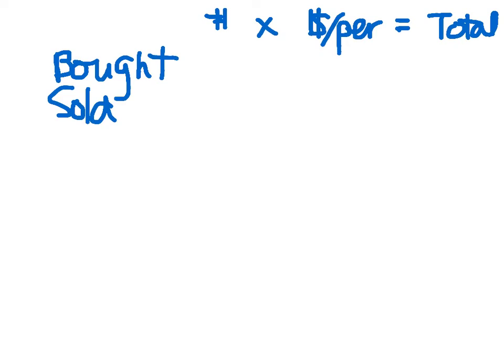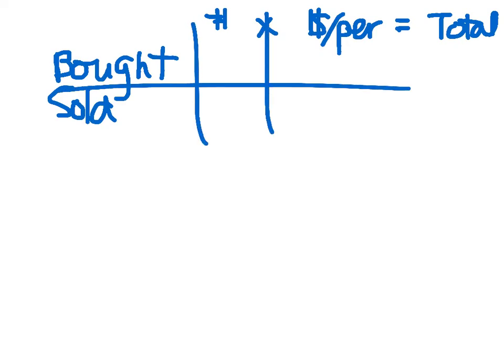So we need to figure out which of these boxes we can fill in right away. What we know is that she bought 12 apples. That means that in this column we're going to have constants. She bought 12 apples. She sold all but 2, or she ate 2 of them, meaning that she sold the rest. That means there were 10.